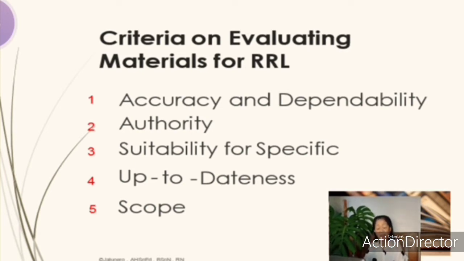So, what are the criteria that we can use in evaluating materials for your RRL or review of related literature? We have accuracy and dependability. Are these materials accurate? The authority, the person who wrote the material. Suitability for a specific problem. Does it fit the problem? Is it related to the problem at hand? Up-to-dateness. It should be the recent studies or the recent materials given or written, and the scope.